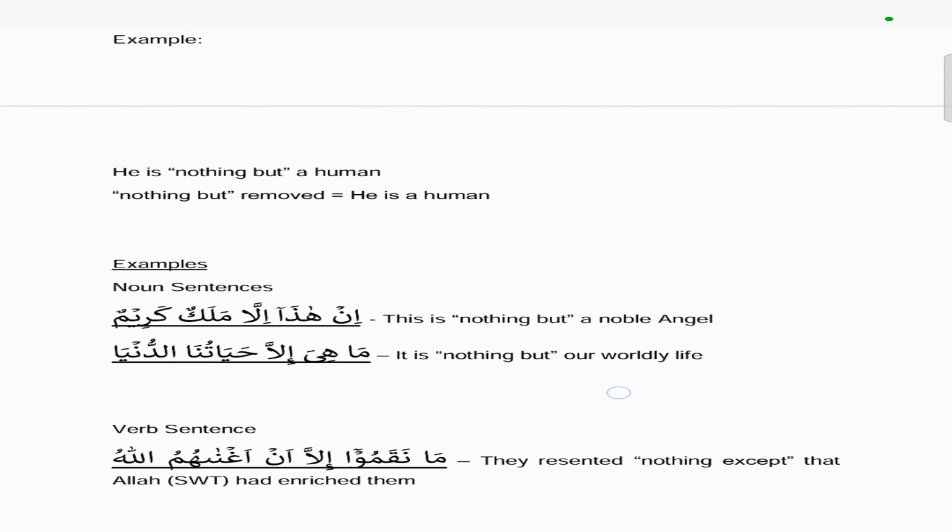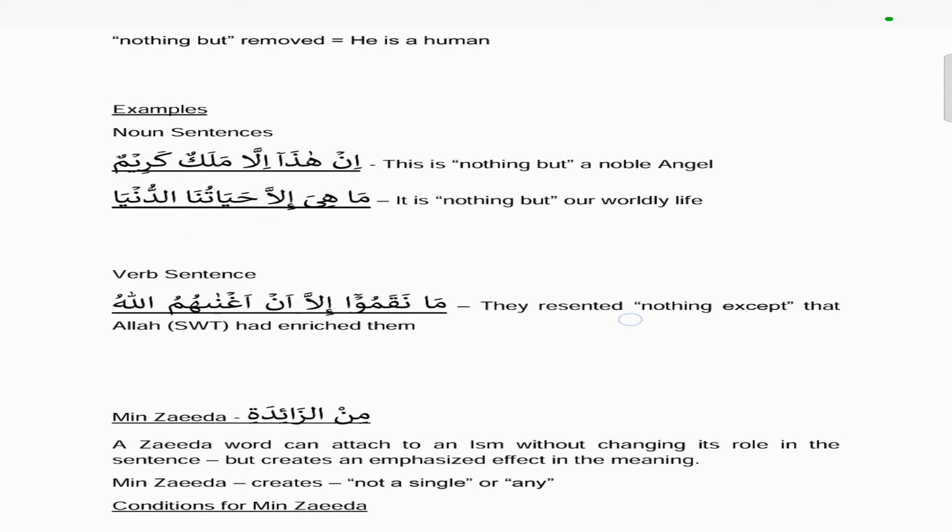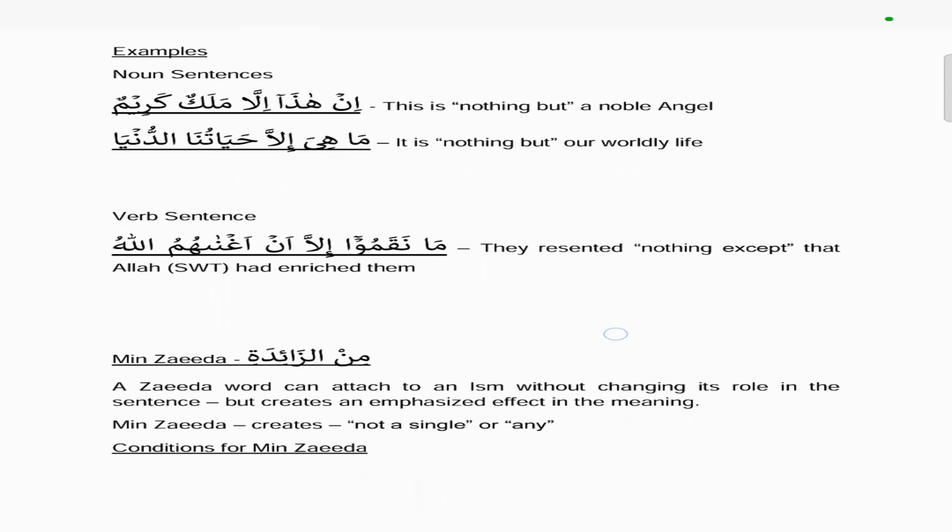So an example would be, what I mean by that is he is nothing but a human. And if we remove nothing but, then you're left with he is a human, which makes sense. And it's the same in Arabic. It will make sense if you remove the in and illa or the ma and illa. So an example in a noun sentence here would be in haza illa malakun karimun, which means this is nothing but a noble angel. And the in comes before the mubtada and the illa comes after it.